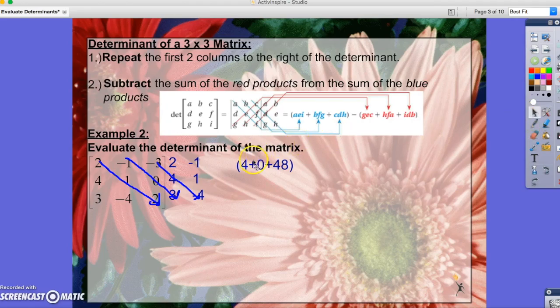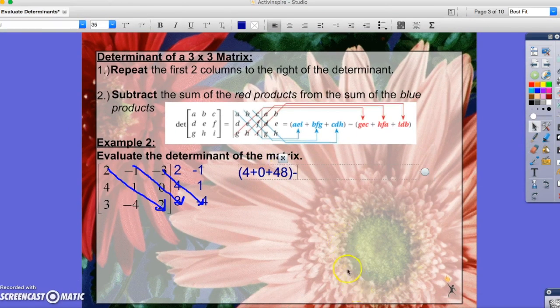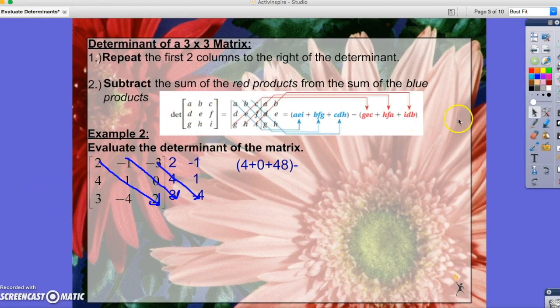Now we're going to go minus all of my up diagonals. So let's use a different color. They used red in this, so I'll do that red as well. So 3 times 1 times negative 3. 3 times 1 is 3, times negative 3 is negative 9.